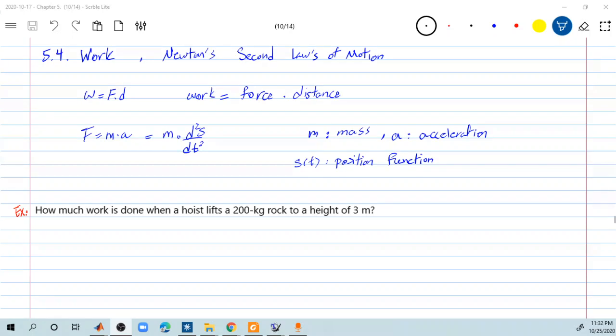Welcome back. Let's continue on chapter 5, section 4. It's application of the integrals that we've learned. Let's first introduce some of the notations, some of the physics background.